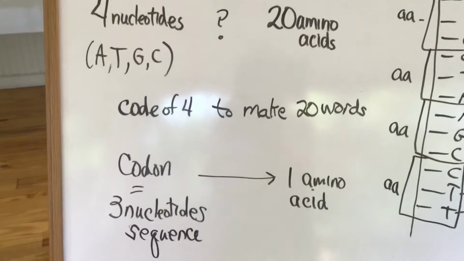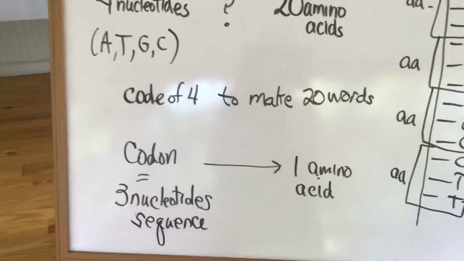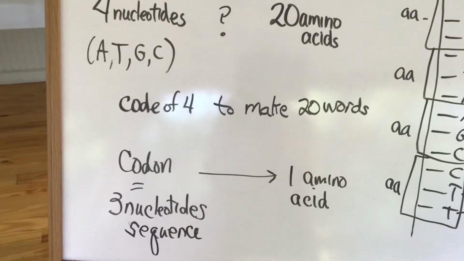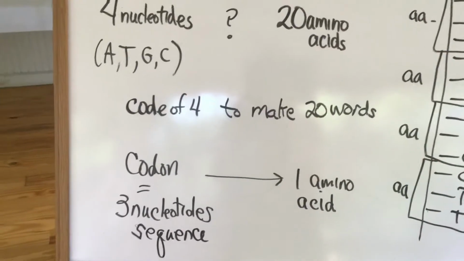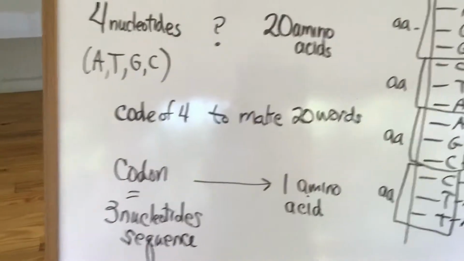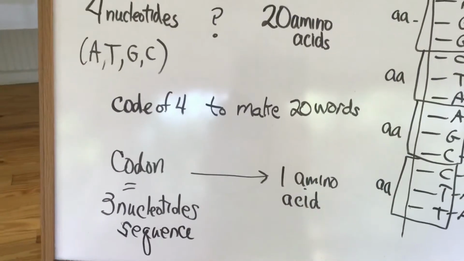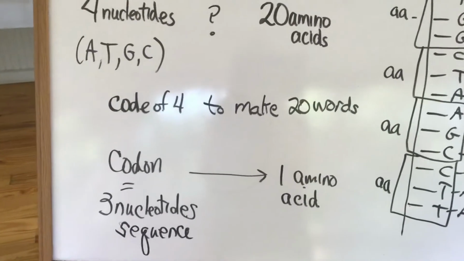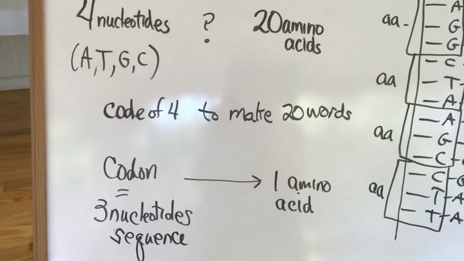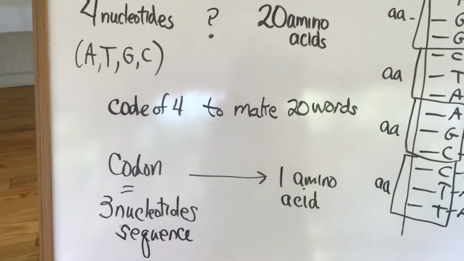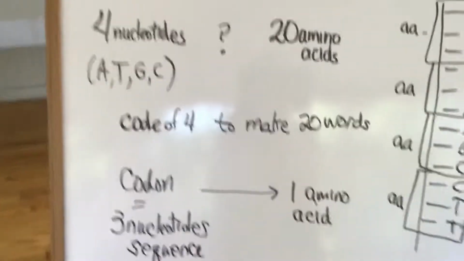That means there's some redundancy in the code, because I only need 20, actually, but there's going to be some that are representing other things like where to stop, where to start, etc. And again, in some cases there's going to be more than 1 code for 1 amino acid. So this is the way it works, all right?